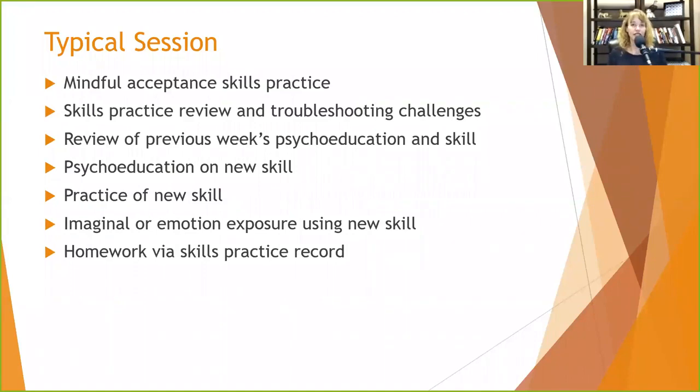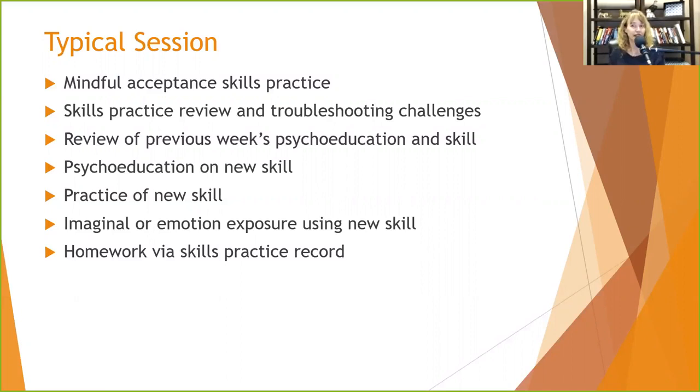A typical session in EET starts with mindful acceptance skills practice. So practicing becoming aware of where you are in the moment, right then and there, sort of a grounding exercise. Skills practice review and troubleshooting challenges. So skills practice review, it's a worksheet that's in the book that helps people look at what skill or skills they practiced over the prior week, how it was effective, and in what ways or what situations it was ineffective or less effective than they wanted it to be, and how can you fix that?